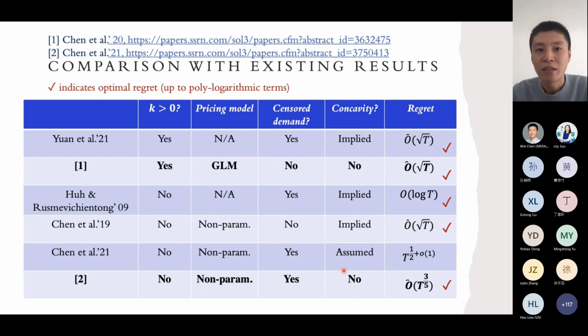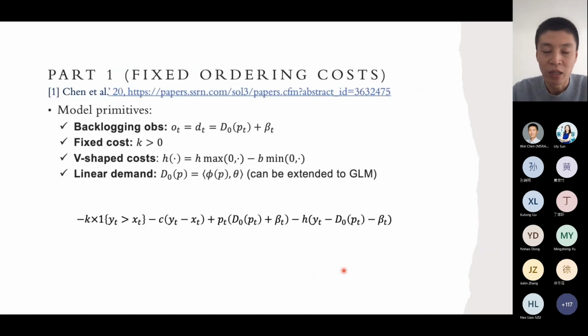Okay, so this is a summary of our results, and also the problem introduction. And I guess I only have about 10 minutes, so I will briefly talk about the main technical challenges in these two parts.